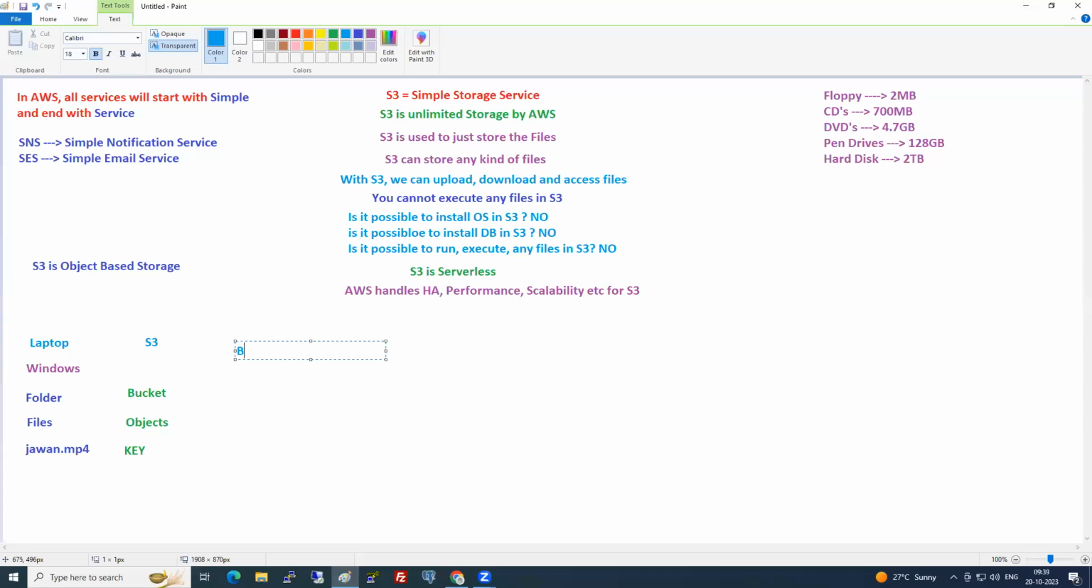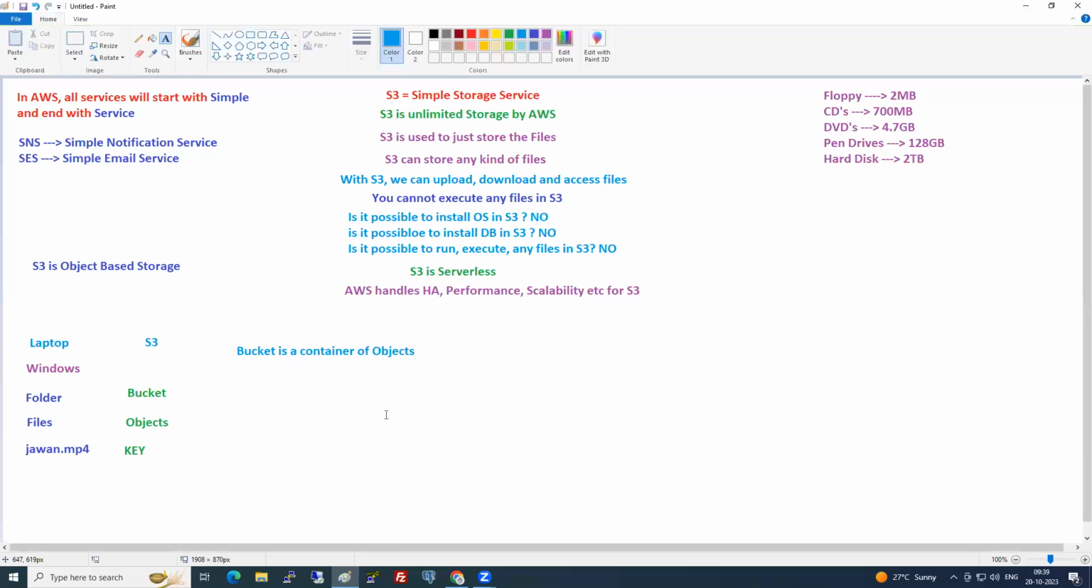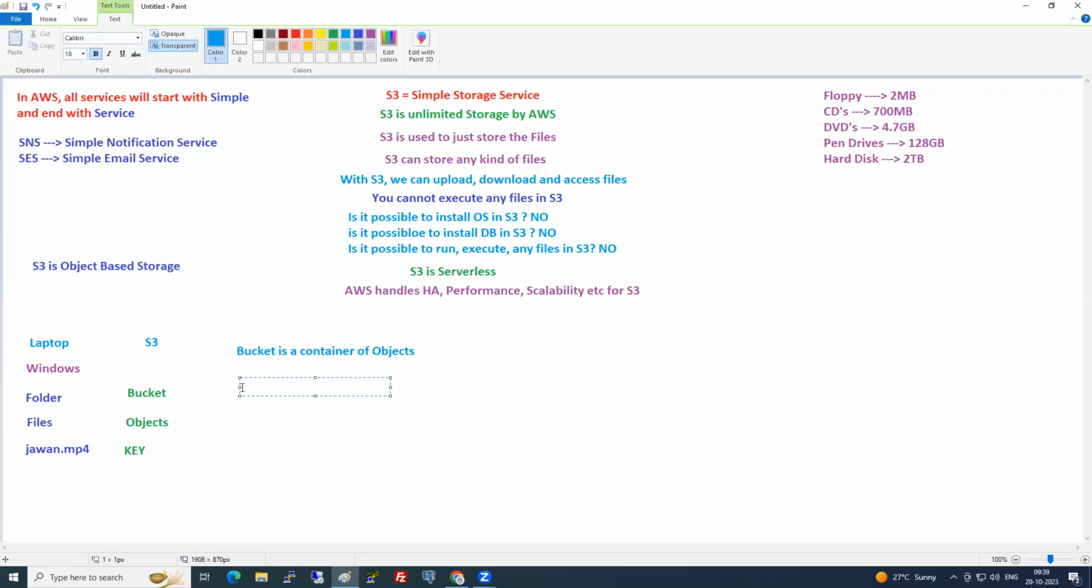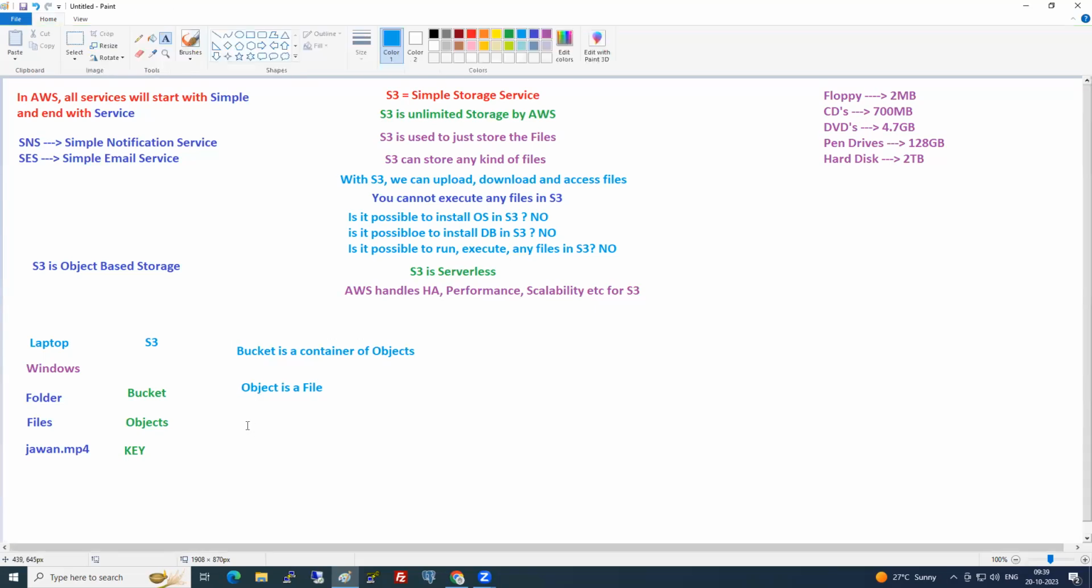So, okay, here also, can we say bucket is a container of objects? If anyone asks you what is a bucket, what do you say? Bucket is a container of objects. What is an object? Object is a file. Simple. What is an object? Object is a file.